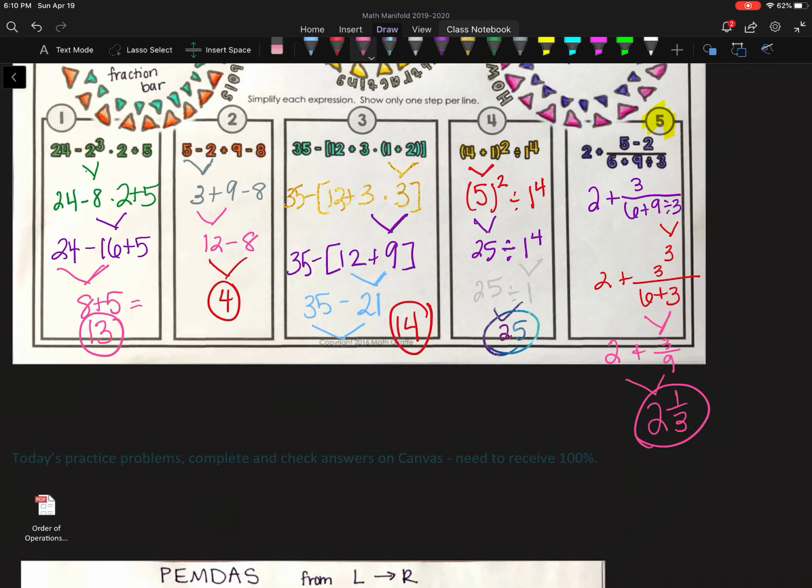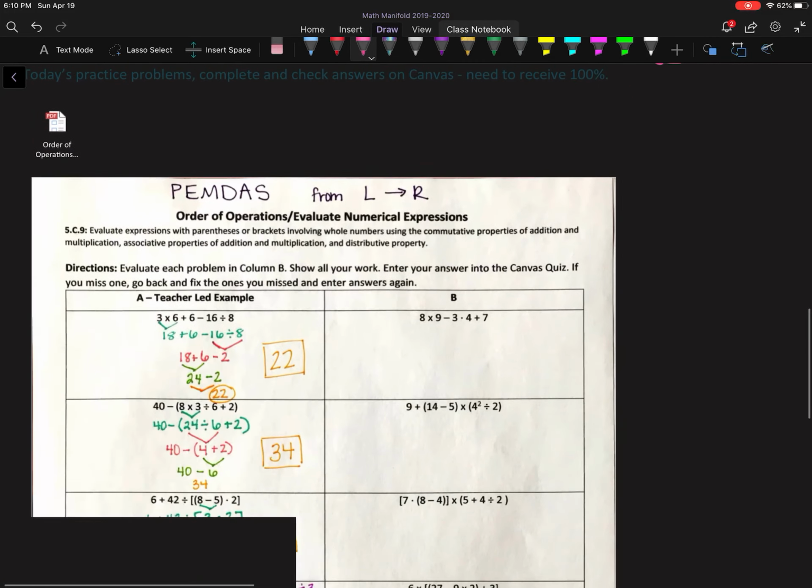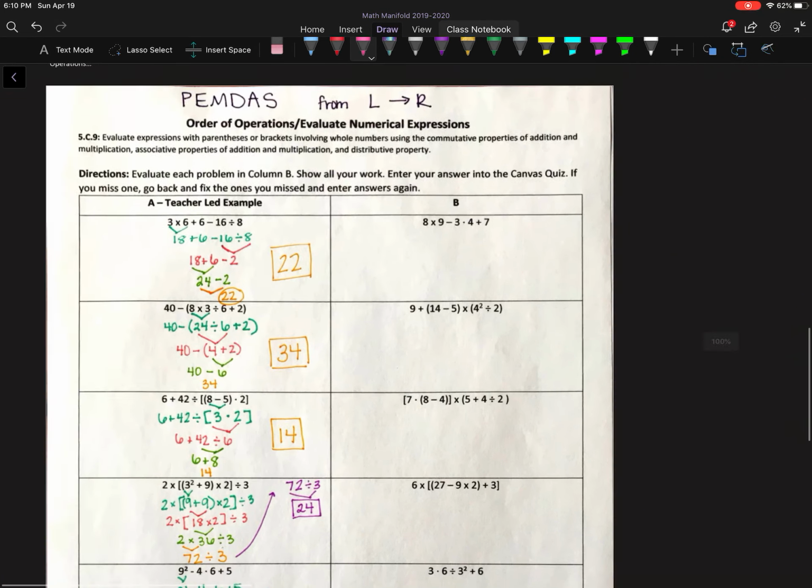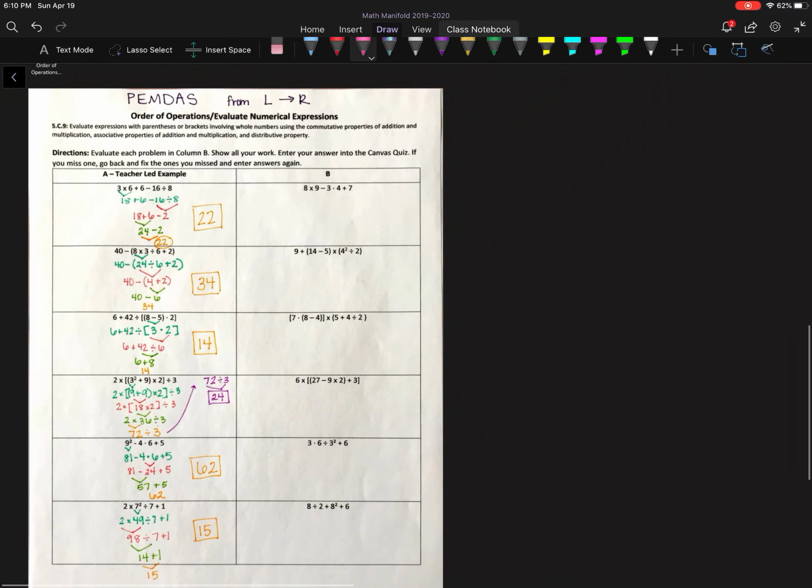So this is just another way that we can organize our thoughts. Right now, you will not see this in our practice. So for today, what I've done is you have 6 problems. So at the top, I just gave that reminder of following PEMDAS, working from left to right.